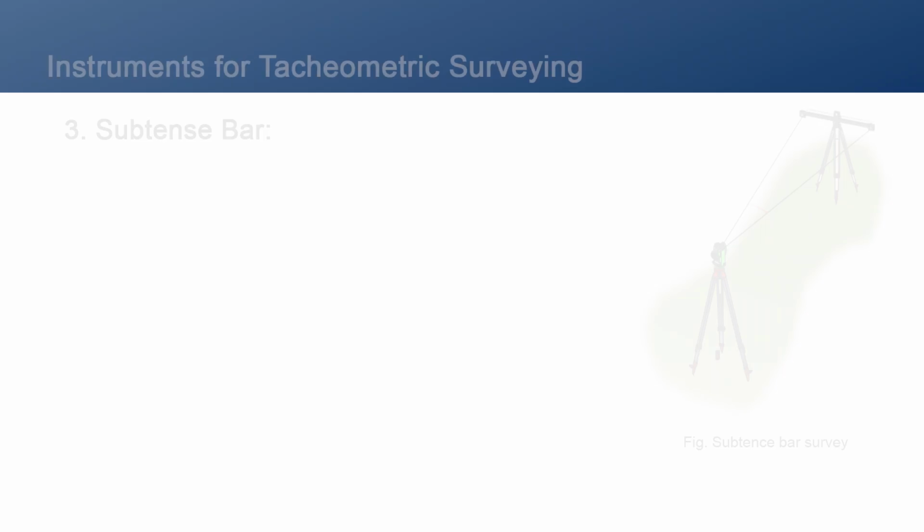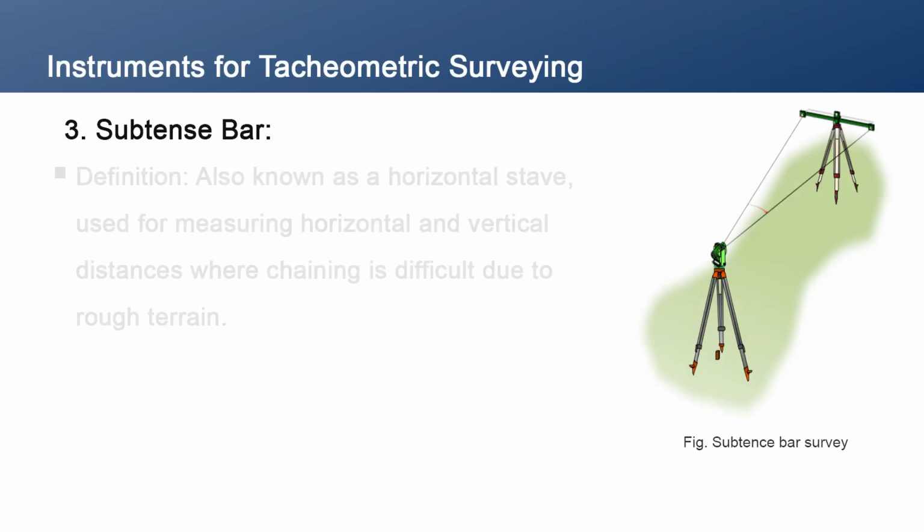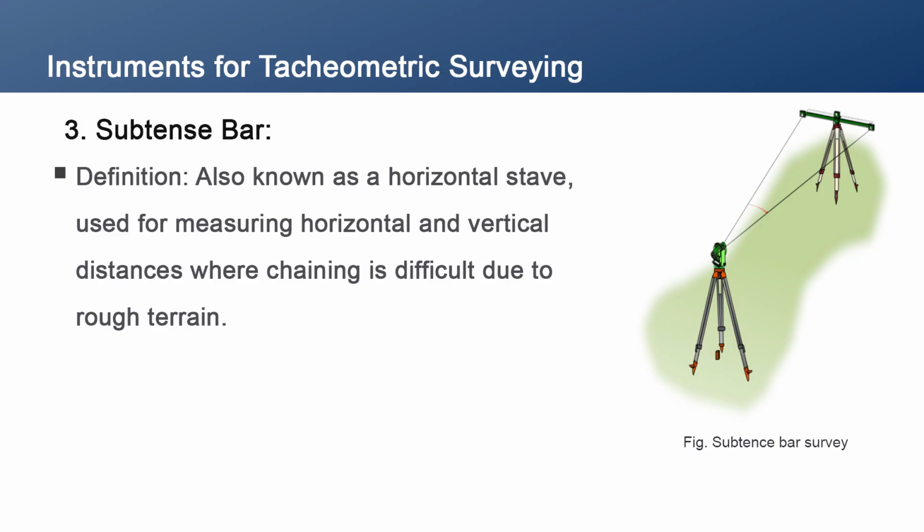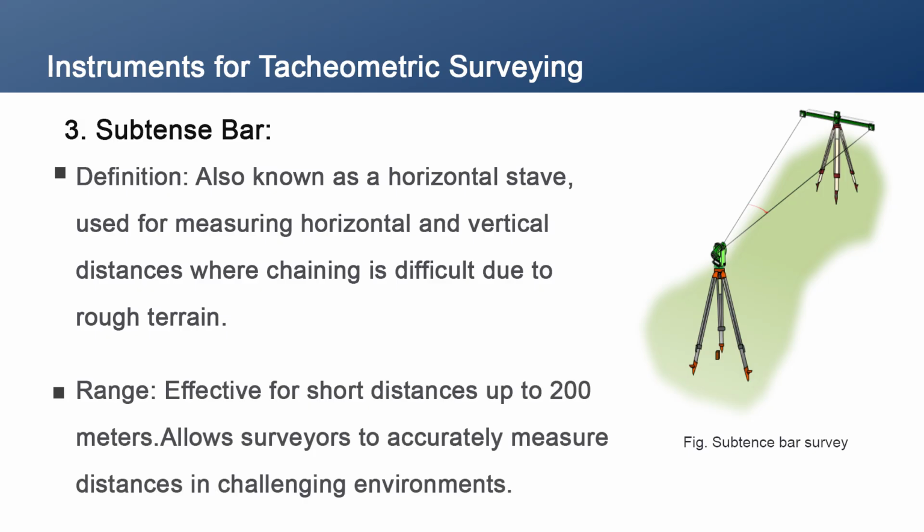us move to the third instrument, that is the subtense bar. The subtense bar, also known as horizontal staff, is an important instrument used in surveying for measuring both horizontal and vertical distance. It is particularly useful in areas where traditional chaining methods are impractical due to uneven or rough terrain. The subtense bar is most effective for determining short distances, typically up to 200 meters. Its unique design allows the surveyor to accurately measure distance in challenging environments.